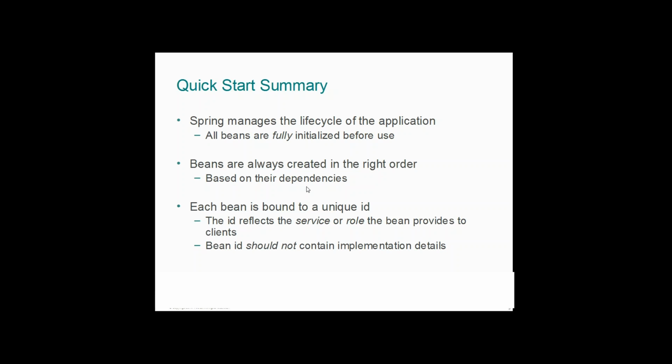Beans are always created in the right order. It doesn't matter how you write it, Spring will create them in the right order based on dependency injection. Each bean is bound to a unique ID. By default the method name becomes the ID, and if you want to override that default behavior, you can. We'll see that later. So this is a quick summary of how simple dependency injection using Java configuration works.